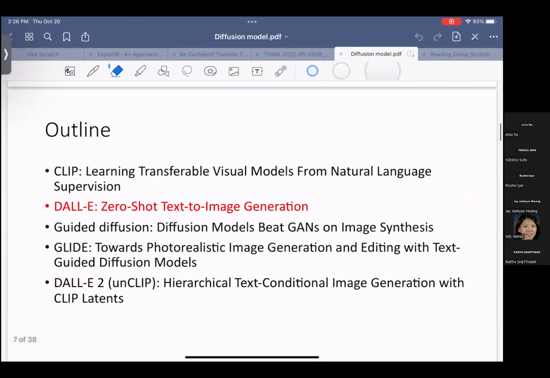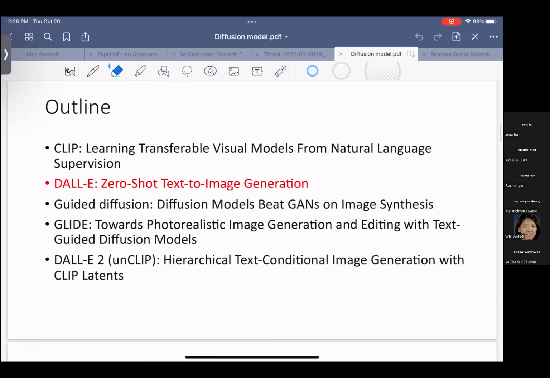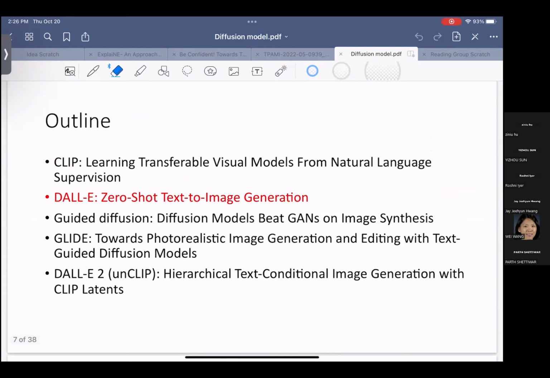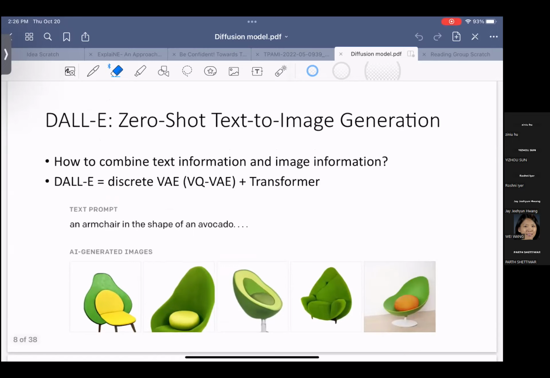Okay. So far, it has nothing to do with the diffusion model. Starting from paper 3, from guided diffusion, we will see 3 papers about diffusion. The first 2 are just things the diffusion model built up. The second one, DALL-E, was really big news at that time. You have probably seen this picture many times, generating this armchair in the shape of an avocado. The DALL-E paper title is saying zero shot text to image generation, and the major question this paper tries to answer is how to combine the text information and the image information together.